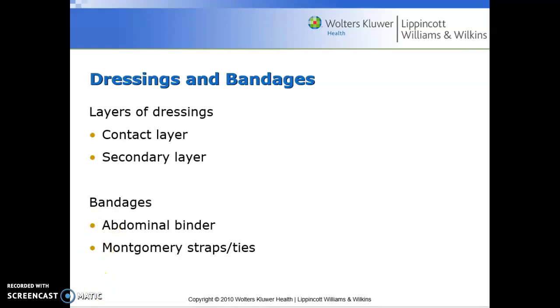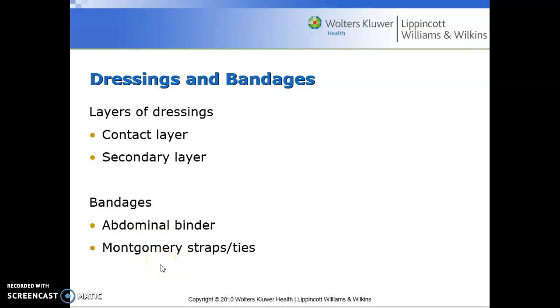We're going to talk about the abdominal binder and Montgomery straps. So the abdominal binder is often used in patients who have had back surgery. A lot of times this provides that compression and helps support the back. But it's also used in patients who have had abdominal surgery. It just supports that abdomen, okay? It puts that pressure.